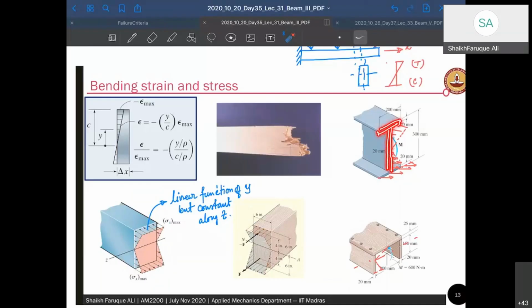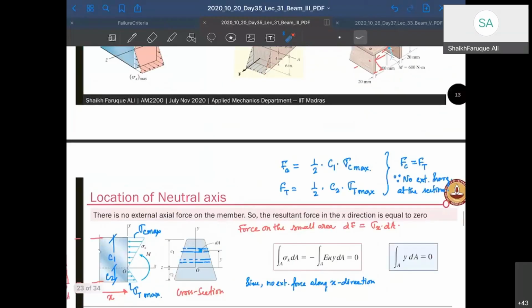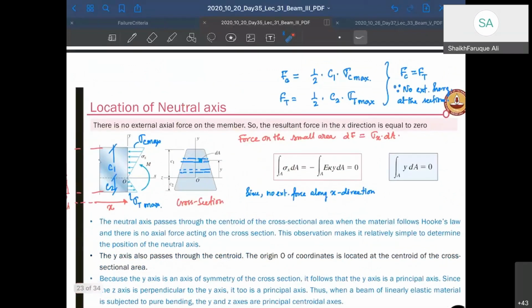What are the different sections that are used for the design of beams? We'll talk about that once we go to composite sections. Okay, so if there is a moment acting like this, there is compression on the top and tension on the bottom. All right, with that I'll stop. We'll do the location and calculation of the neutral axis in the next class, and then we'll do a few problems, one or two.